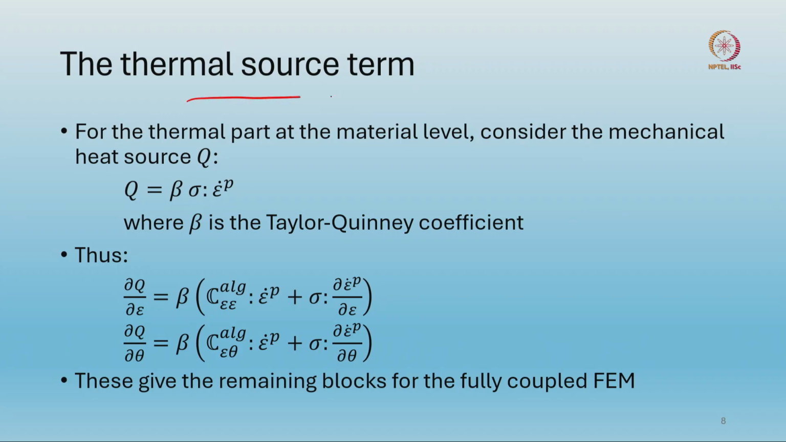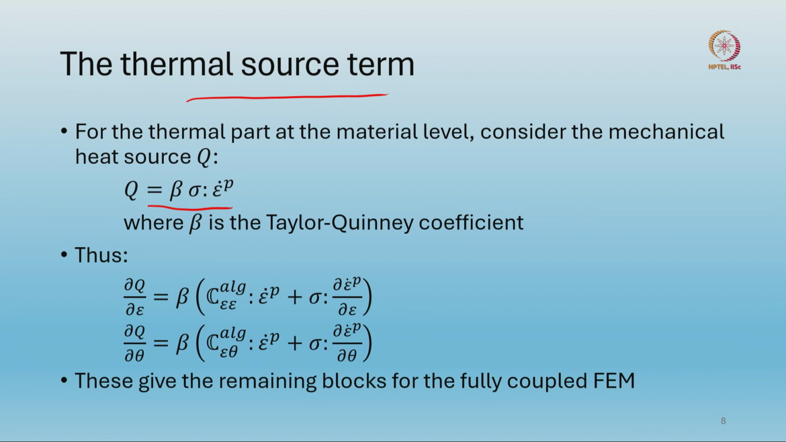In order to do that, you know that there is a thermal source term in the governing equation for heat flow, right, that is the equation for theta. Okay. So, that thermal source term, the mechanical source term, is given by Q equals beta times sigma inner product epsilon p dot. Beta is the Taylor-Quinney coefficient, you recall this. This is the correct form of Q, because beta reduces sigma inner product epsilon p dot, so as to account for the other effect.